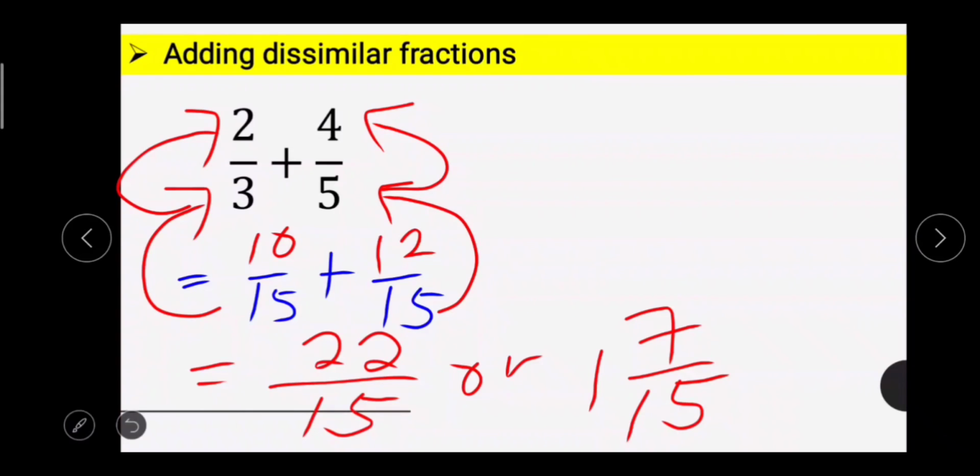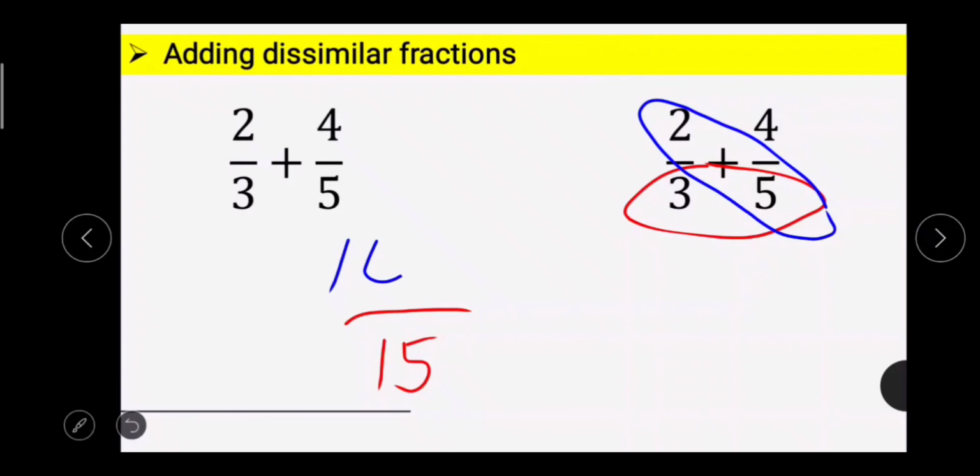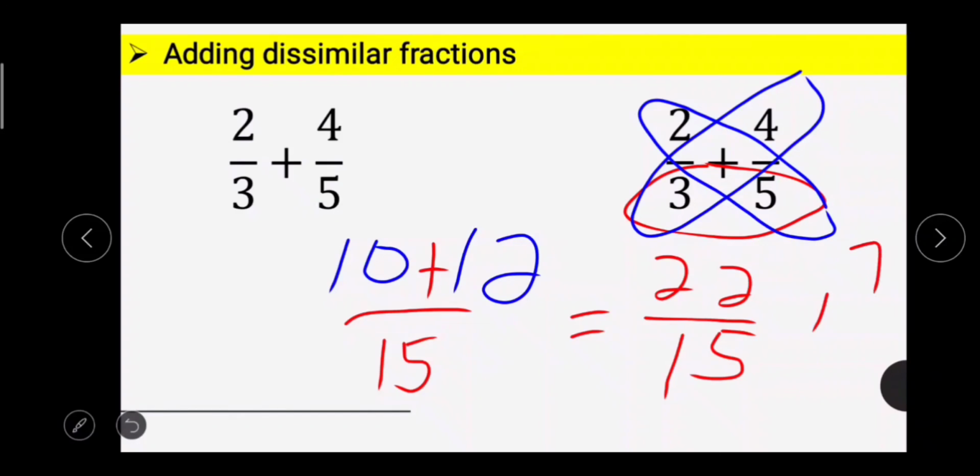So there is another way of solving dissimilar fractions. Multiply the denominators, which is 15. Multiply 2 and 5. So that is 10. Then next multiply 4 times 3, that is 12. So we have 10 plus 12, that is 22. Then over 15. Change into a mixed fraction. We have 1 and 7 over 15.